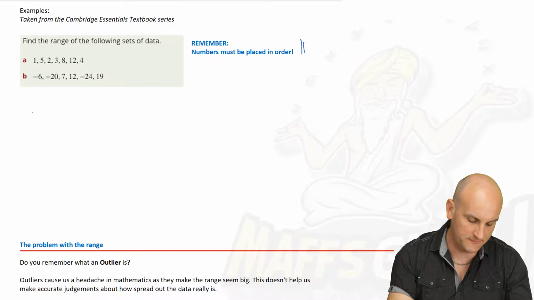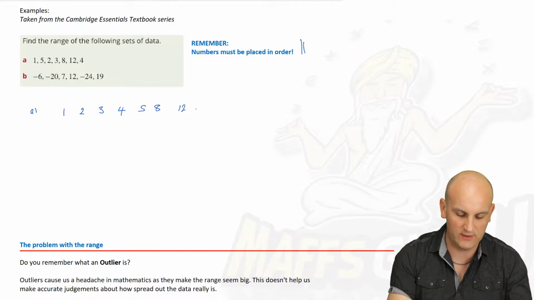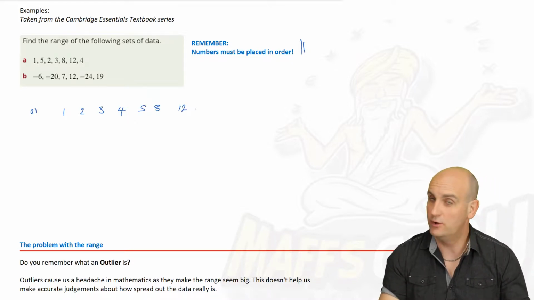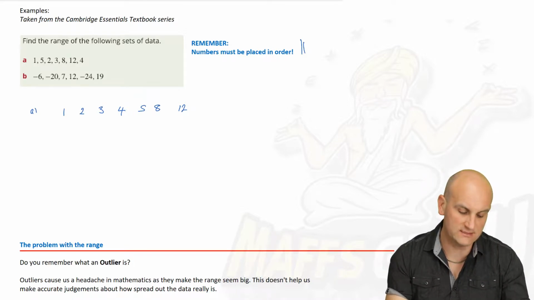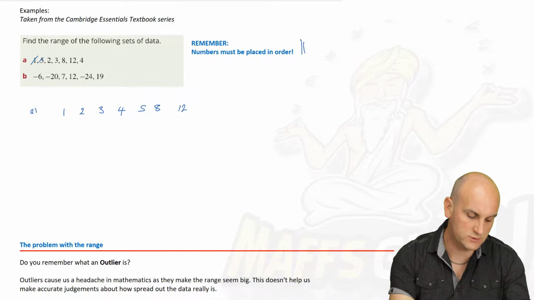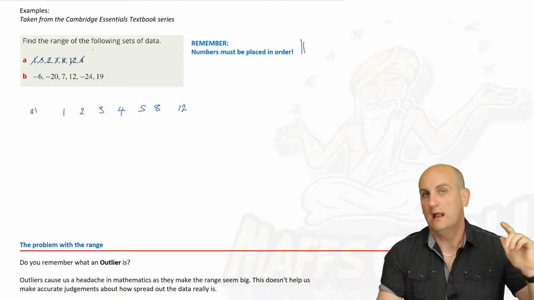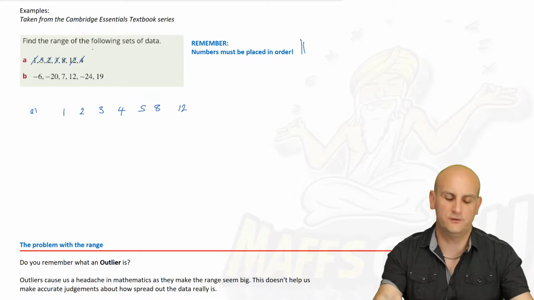So we'll deal with part A, and we have 1, 2, 3, 4, 5, 8, and 12. Now, have I got all the data items? Who knows? I'm going to go and check. So I've got 1, 2, 3, 4, 5, 6, 7 pieces of information there. They're in order. And so what can I do to find the range?